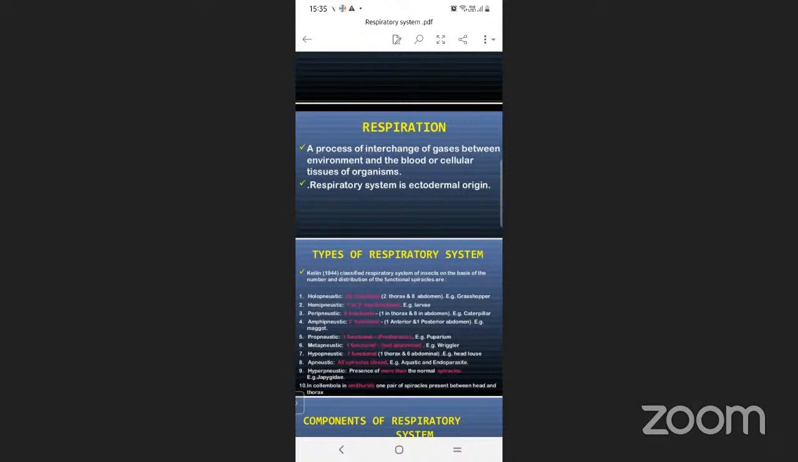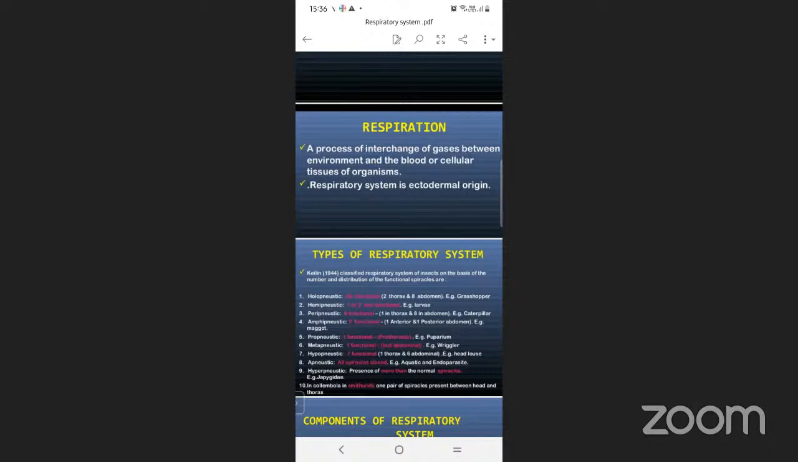Metapneustic has 1 functional in the last abdominal region. Wrigglers live on the surface of the waters. Hypopneustic has 1 functional, 6 abdominal, as in the head louse. Apneustic means all spiracles are closed, in aquatic insects. Hyperpneustic means presence of more than the normal number. Japygidae is the family, it is an insect name.